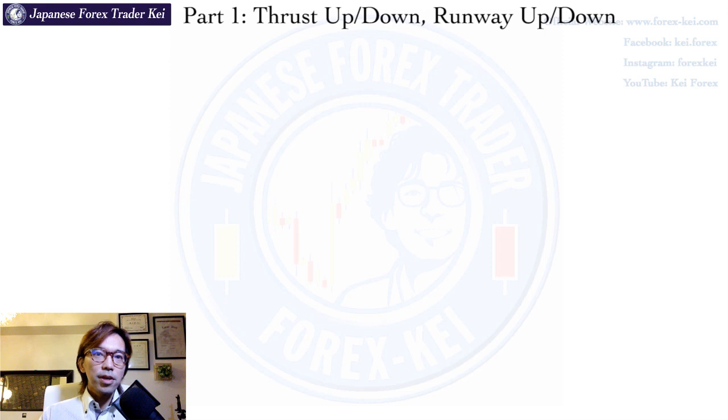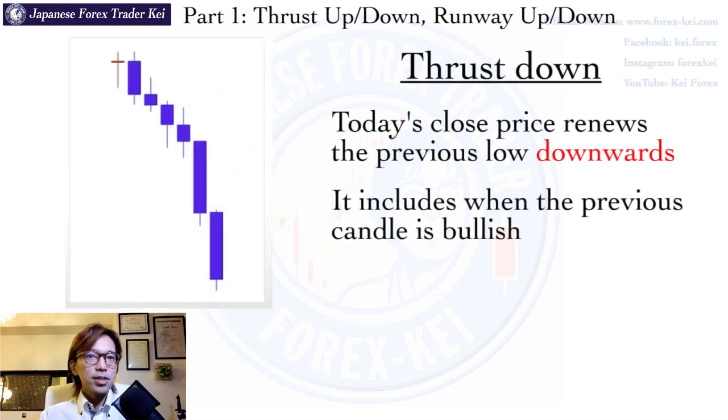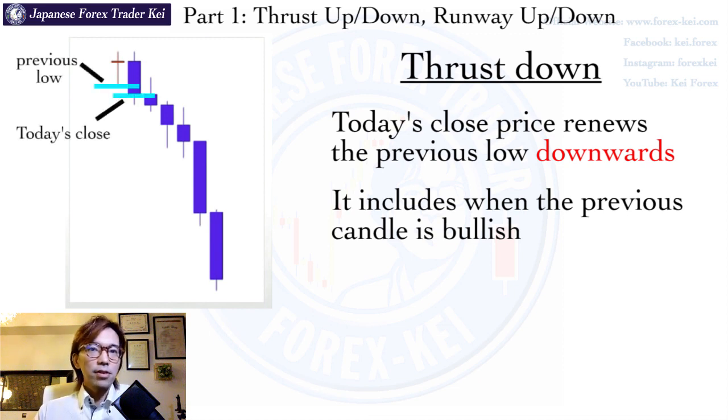Now, when you turn the market the other way around, it's called thrust down. So this shows that today's closing price renews the previous lowest price level downwards. And I keep saying today because I regard this chart as a daily time frame, but you can also apply this in any other time frames because the market is fractal. So let's look at these candles. This candle is bullish, so the previous low is right here, right? And this is called thrust down.